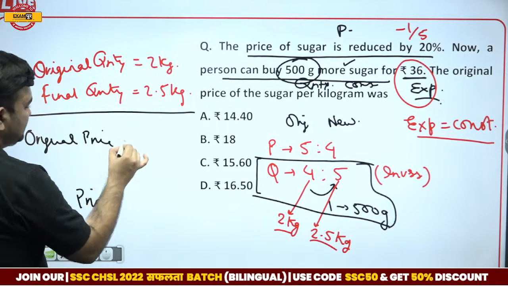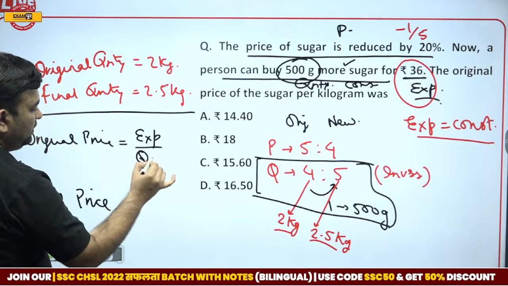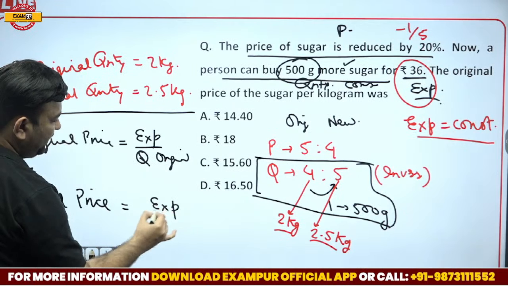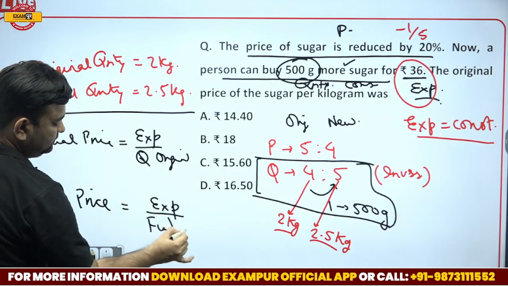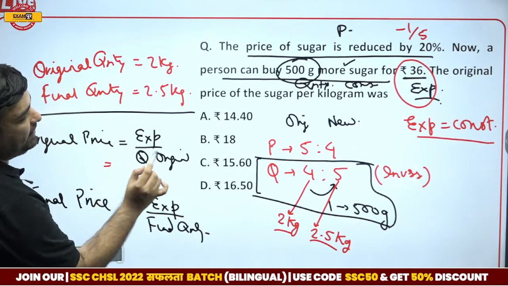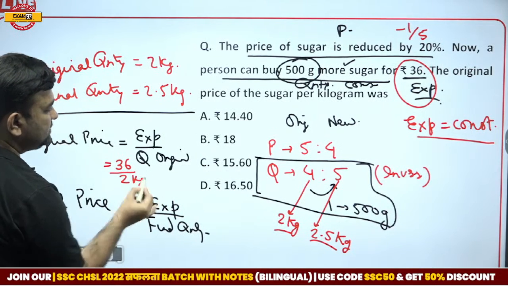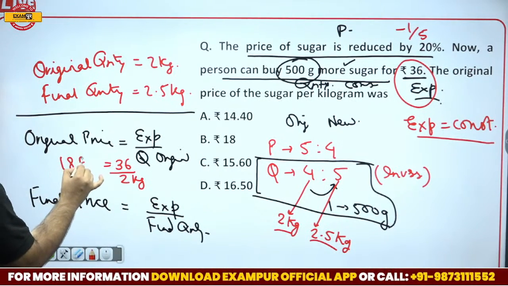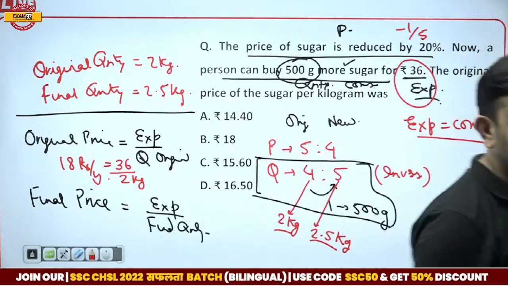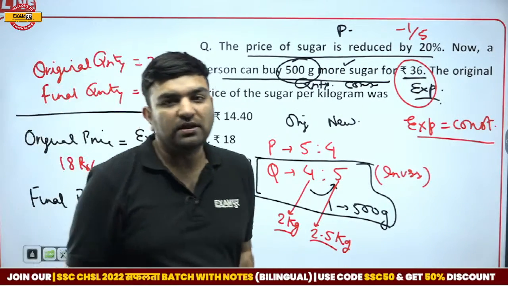So original price is basically expenditure upon original quantity. And final price is expenditure upon final quantity. Expenditure is 36 and original quantity is 2 kg. So it is 18 rupees per kg. Answer. Some concepts formed, my dear. Some concepts redefined.